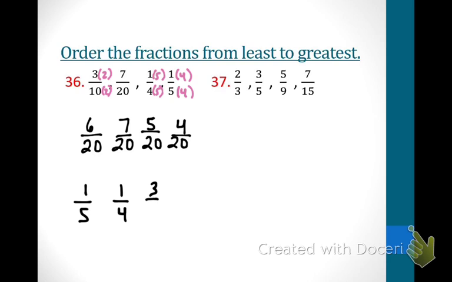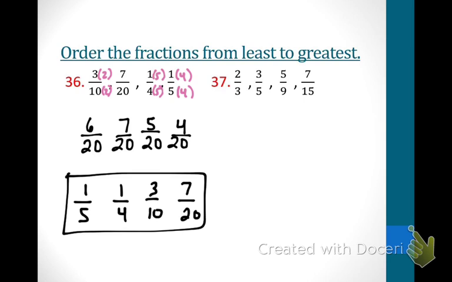Next one? 3/10. 3/10, and the final one? 7/20 is correct. Good job. Ladies, you did awesome. I'm going to have the boys help me with the next one. So, gentlemen, what is the common denominator for all of those? 45. 45 is correct. So I'm going to go ahead underneath.